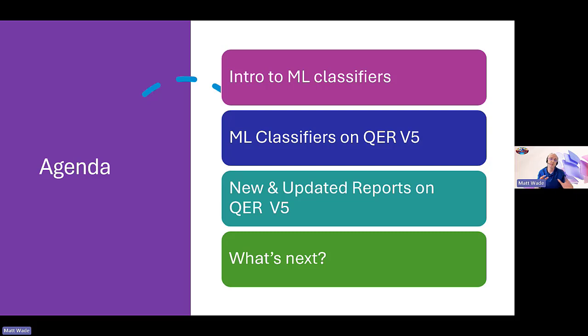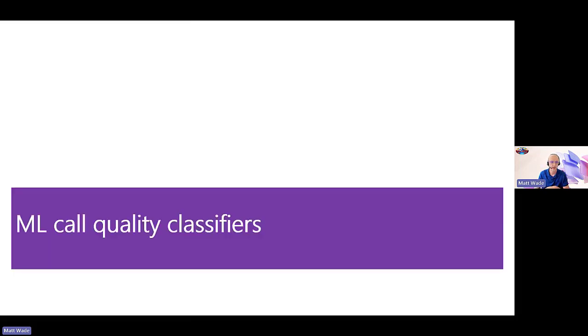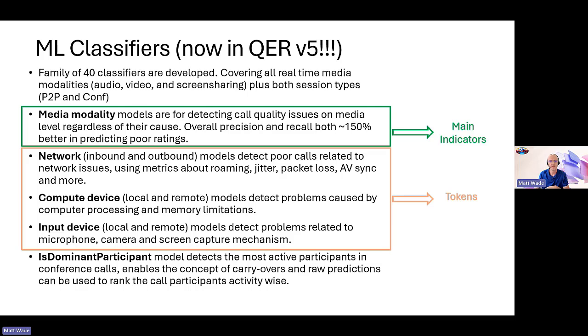All right, so what are we going to talk about today? We're going to spend a little time briefly talking about the new classifiers. These things are amazing. They've been in development for roughly 3 years, so they didn't just come out the door and get added in. They've been baking in CQD for quite some time. Then we'll talk about the QER5, and if I have some time, we'll talk briefly about what's next. So, let's dig into the classifiers.